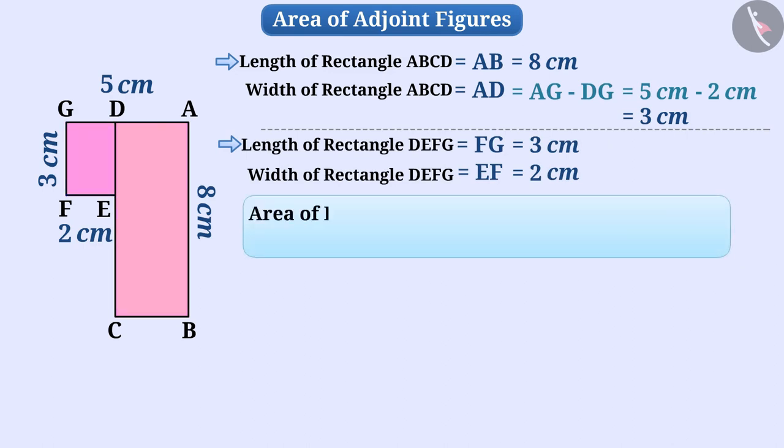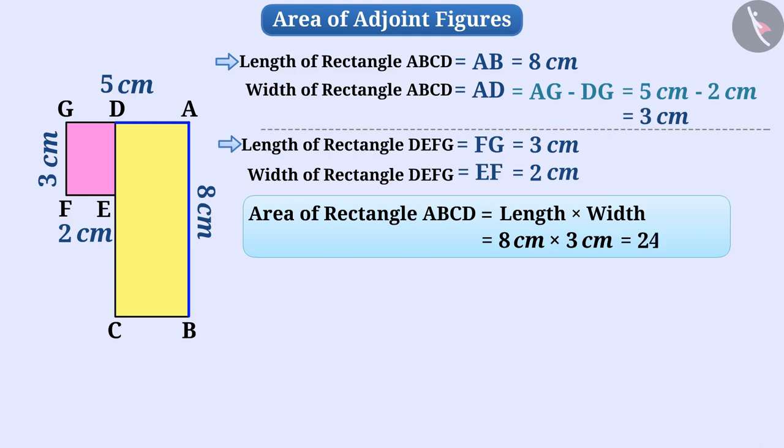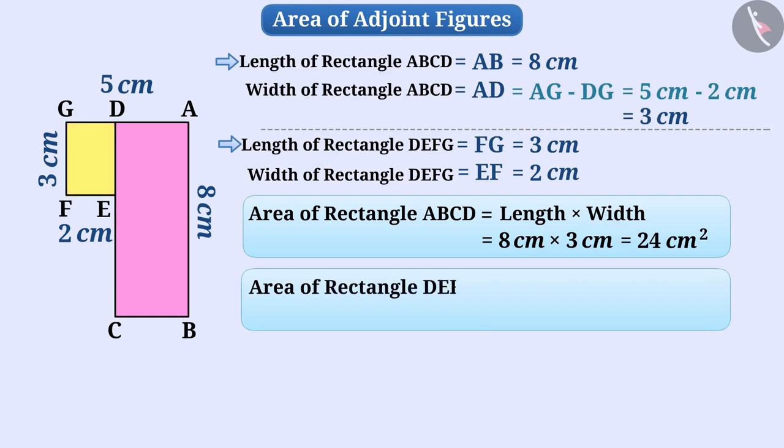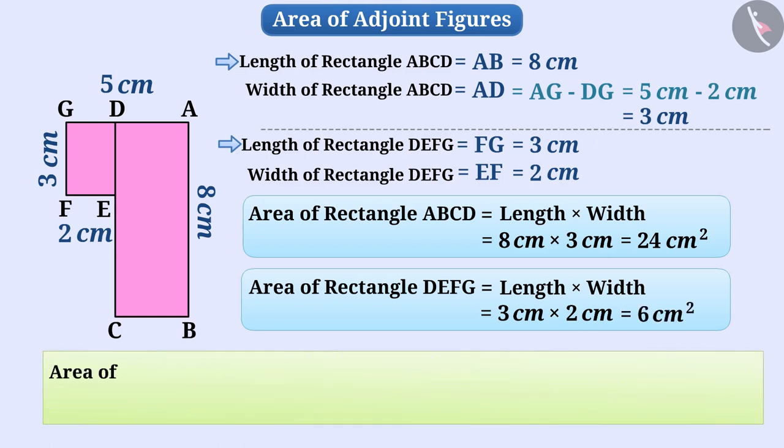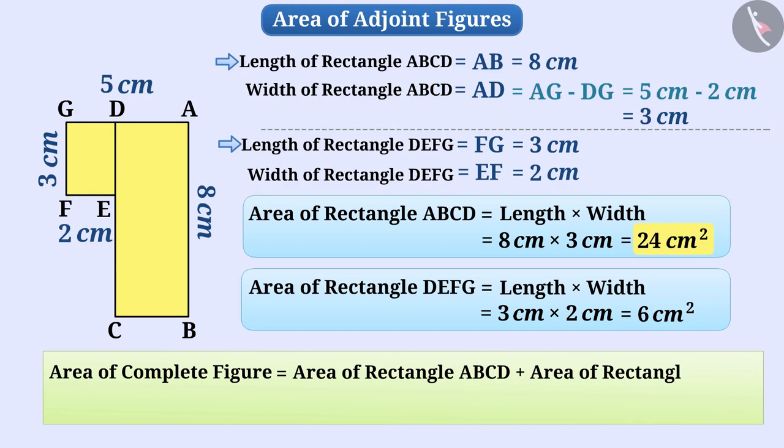In this way, the area of rectangle ABCD will be length multiplied by width, which is equal to 8 cm multiplied by 3 cm, which is equal to 24 square centimeter, and the area of the rectangle DEFG will be length multiplied by width, which is equal to 3 cm multiplied by 2 cm, which is equal to 6 square centimeter. Therefore, the area of complete figure will be the area of rectangle ABCD plus the area of rectangle DEFG, which is equal to 24 cm² plus 6 cm², which is equal to 30 cm².